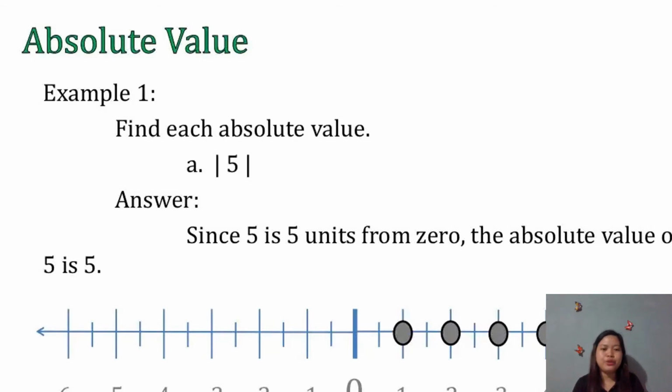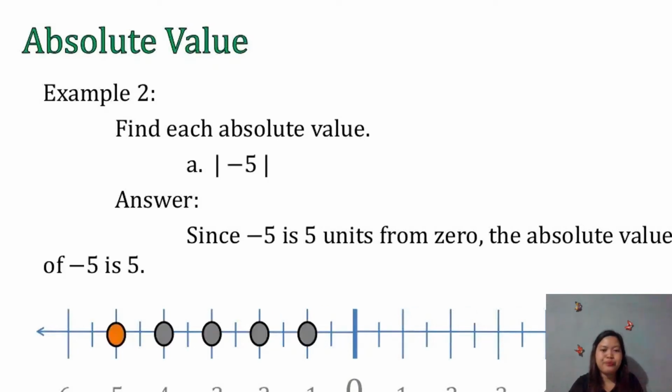Okay, absolute value. So we have here example number 1. Find each absolute value, letter A, the absolute value of 5. Since 5 is 5 units from 0, the absolute value of 5 is 5. Again, the absolute value of 5 is 5. Or we are just talking about the distance, no? Kalayuan. So, ang absolute value ng 5 is 5 from 0. Yung ato bilangon, di ka diri si 5. So, 1, 2, 3, 4, 5.